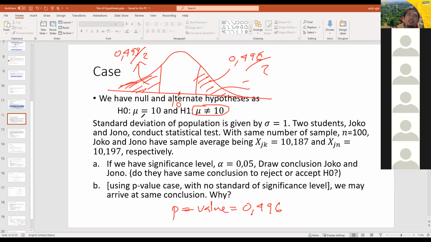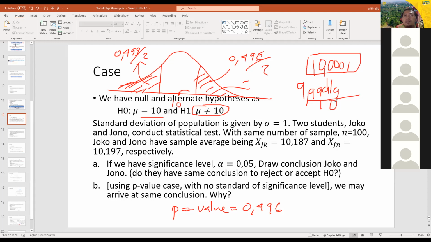Jadi misalkan null hipotesis itu 10, sebenarnya secara statistik itu tidak bulat 10. Kalau 10,00011 ya oke lah, secara statistik ini ekuivalen dengan 10. Atau 9,9999 secara statistik nilainya itu sama dengan 10. Kira-kira seperti itu. Any question?